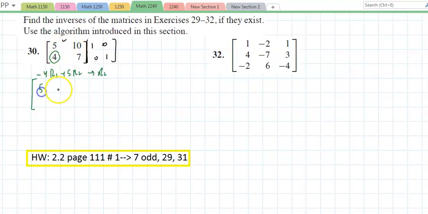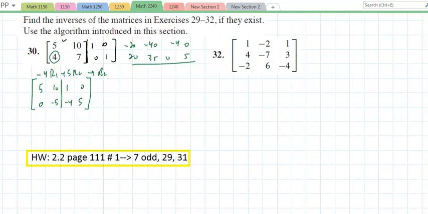So the first row, I will divide at the end. That's easier. Multiply the top by a negative 4: negative 20, negative 40, a negative 4, and a 0. The bottom by 5: 20, 35, 0, and a 5. Add those. That's a 0. That's a negative 5. That is a negative 4, and that's a 5.